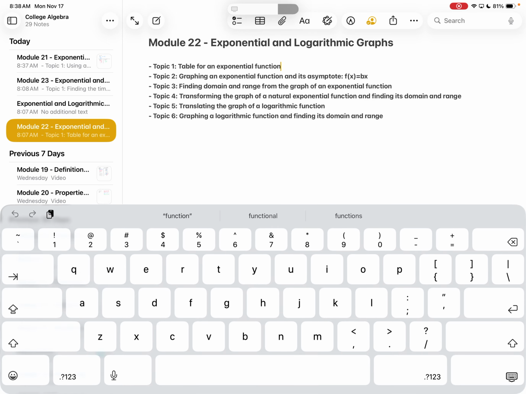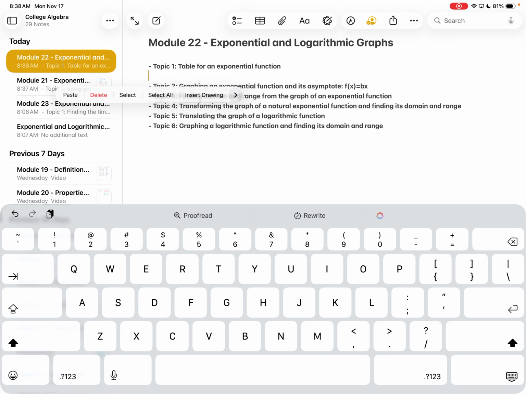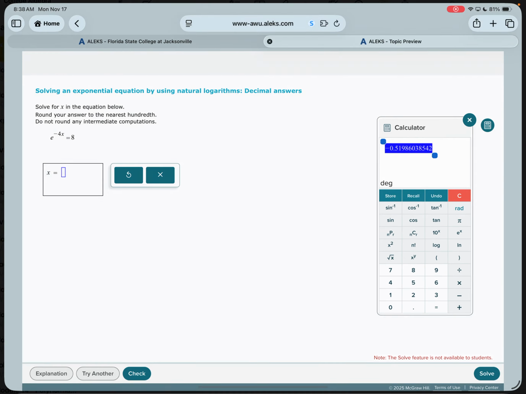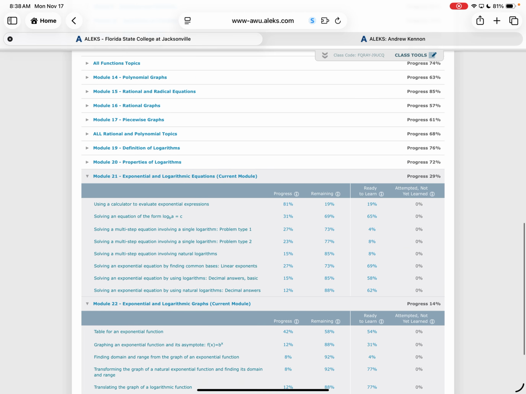Key point on an exponential: it is always (0, 1). (0, 1) will always be on an exponential. Now, if you start adding or subtracting numbers, it starts shifting it up and down, left and right.